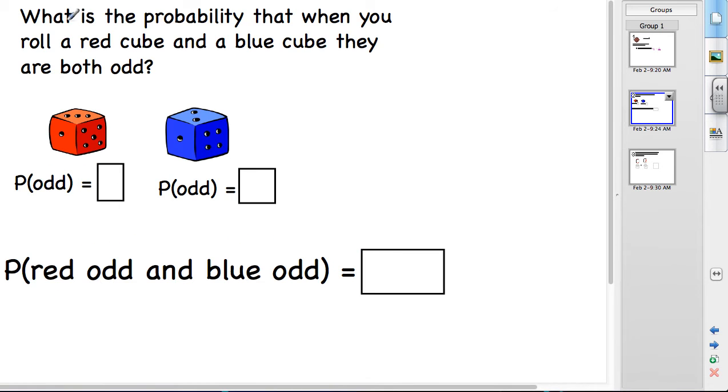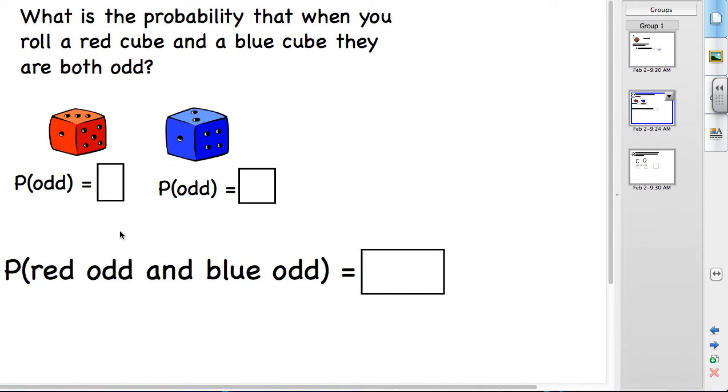Now, we also learned that we dealt with things that are independent events, events that do not affect the other. So in this situation, we have 2 different color cubes, one red, one blue. If you roll the red one, that does not affect what the outcome is going to be for the blue one. So these are called independent events.